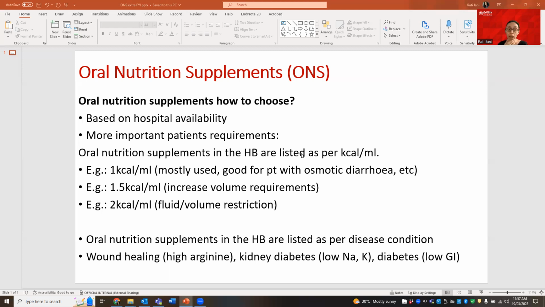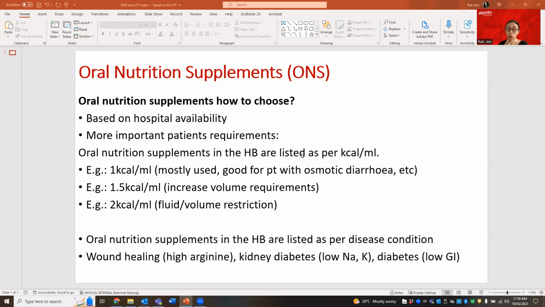Second, you may have seen in your handbook, it is also listed as per disease condition. So you have, for example, high arginine supplementations, which are really useful for wound healing. Why? Because with wound healing, it has been seen that arginine plays a very important role. The biochemistry behind it, it plays a very important role in helping wounds heal. So you may see this with a lot of surgical patients, or burns patients, where you want rapid recovery and wound healing happening. So for example, that is when arginine supplementation may be used.